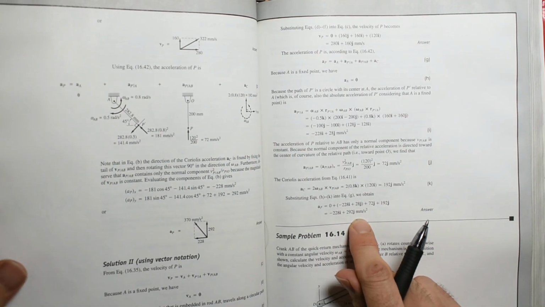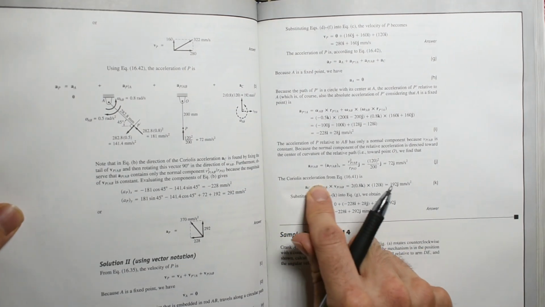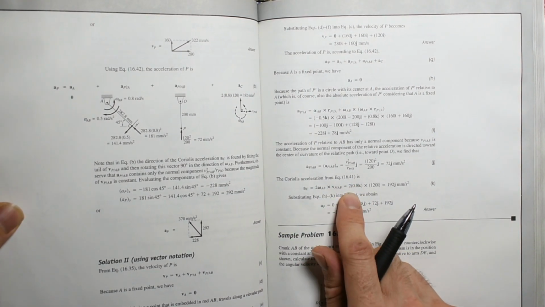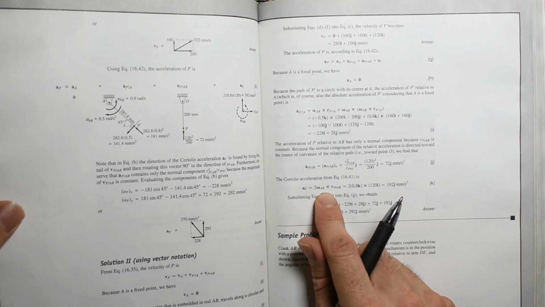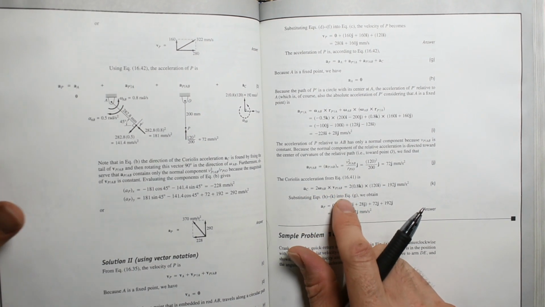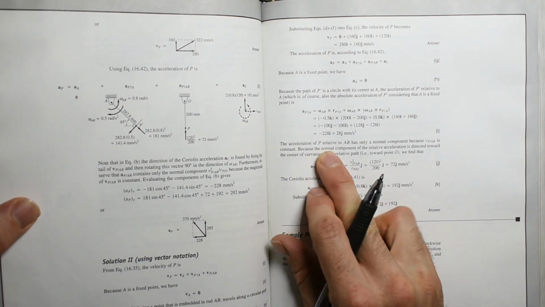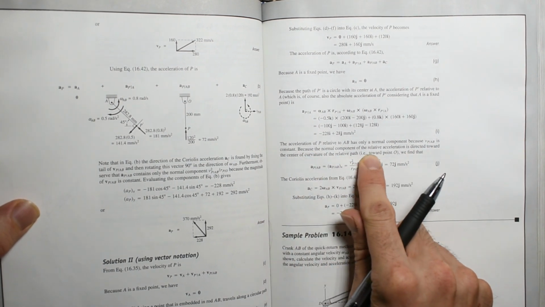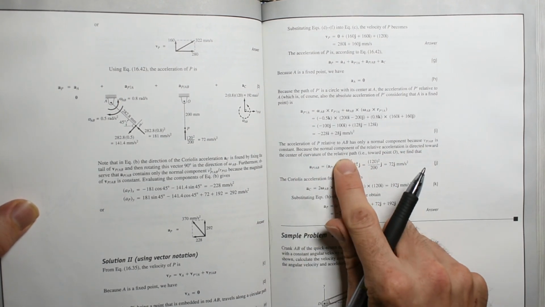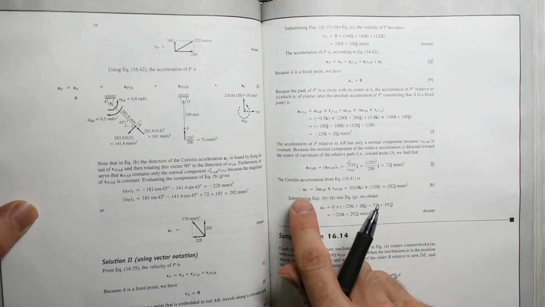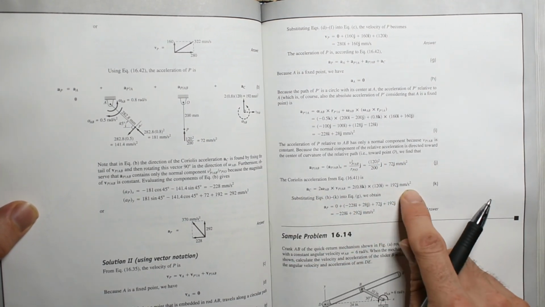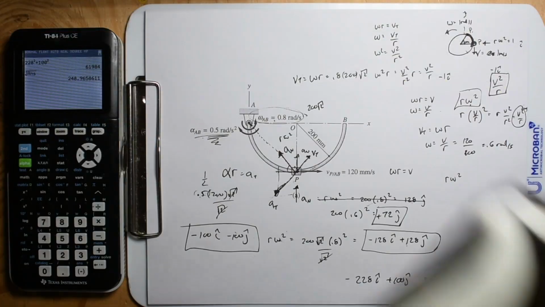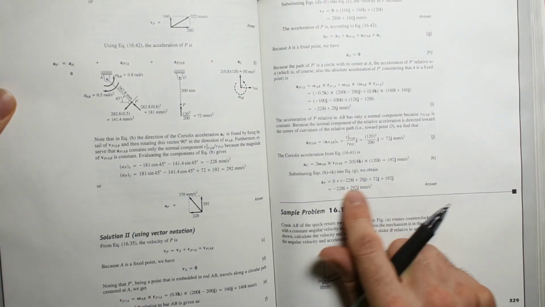I feel like that's wrong. I feel like they have a Coriolis effect. They have 228 and then 292. Where are they? This Coriolis acceleration. Oh, that's in 2 omega. Oh, that's tripping me out, man. The acceleration of p relative to AB has only a normal component because v is constant. Got that. Because the normal component of the relative acceleration is toward the center of the curvature of the path, we find that it's just in the j hat. The Coriolis acceleration. Because that really bumps the j hat up.